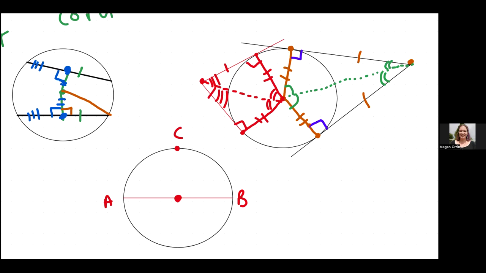All right. So I know some information about this now. I know that this is a diameter, but aren't all three of these equal in length? Yes, because they're all coming from the center. They are all radii. So if I made some extra lines here, if I joined C and B and I joined C and A, what do I know about C and B and C and A?